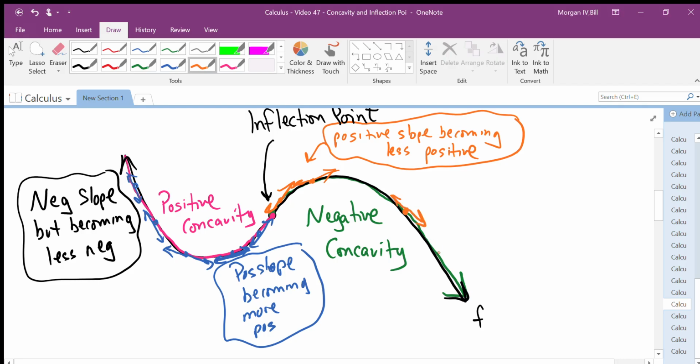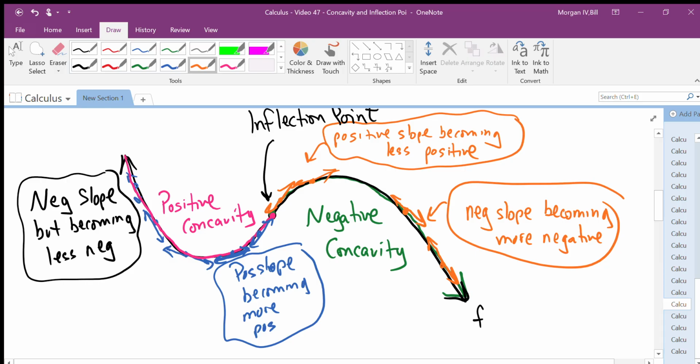negative slope becoming more negative. Right? Negative slope becoming more negative is also an example of negative concavity. Right, that would also be negative concavity. Okay, very good. Let's go down and do some definitions.